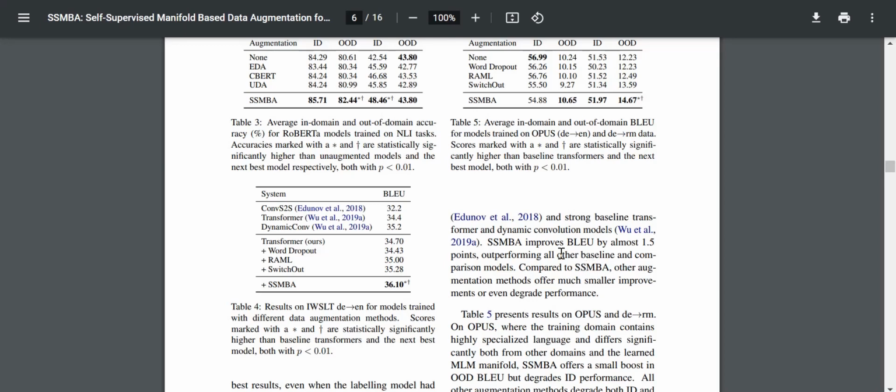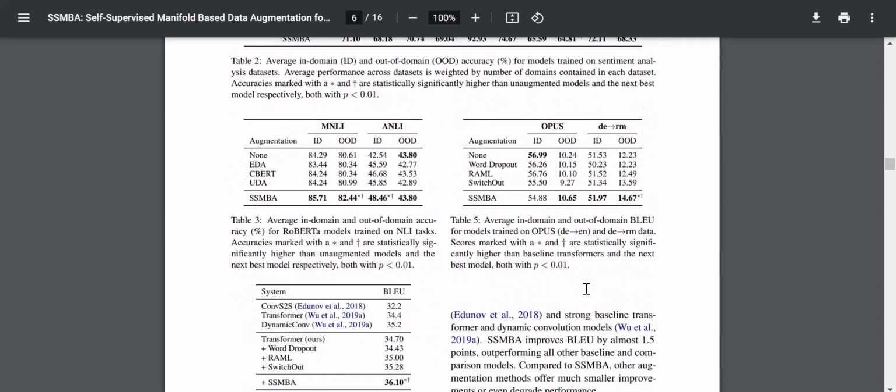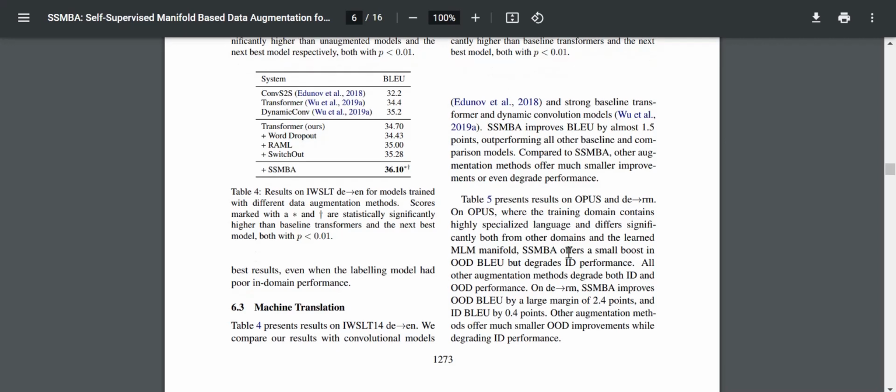SSMBA improves BLEU by almost 1.5 points, outperforming all other baselines and comparison models. Compared to SSMBA, our augmentation method offers much smaller improvements or even degrades performance. Table 5 shows these results for Opus and on DE to RM side. On Opus, where the training data contains highly specialized language and differs significantly both from other domains and the learned MLM manifold, SSMBA offers a small boost in out-of-domain BLEU but degrades in-domain performance. All other augmentation methods degrade both the performance, so it's still better.